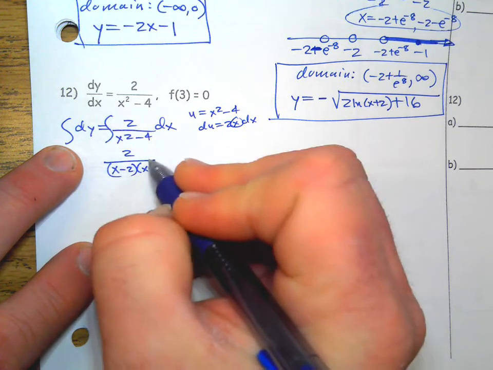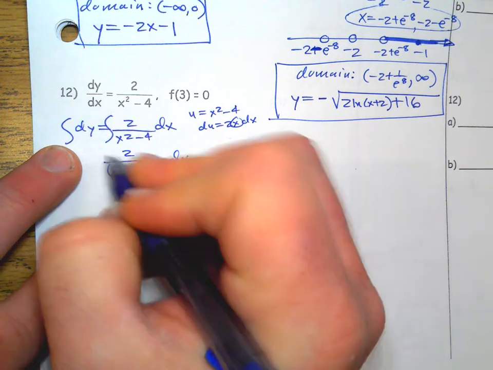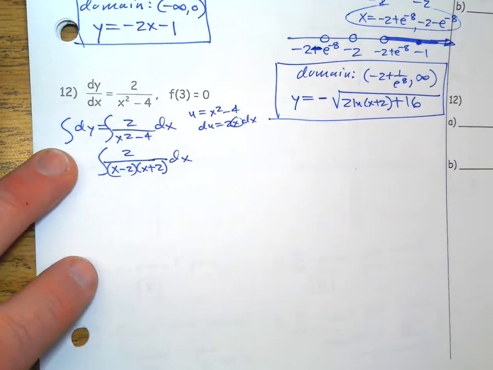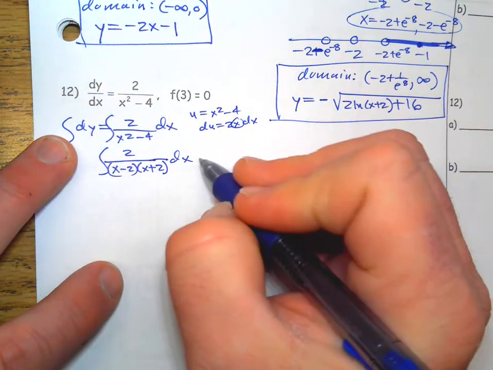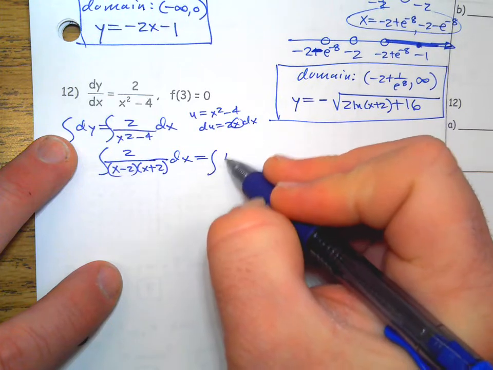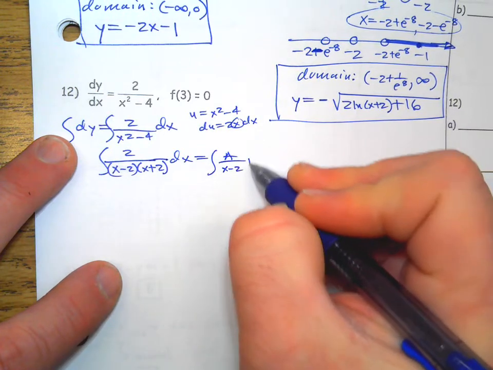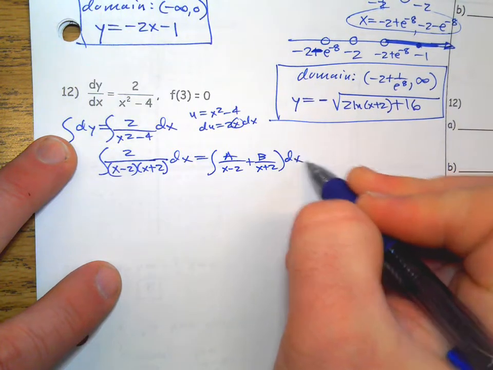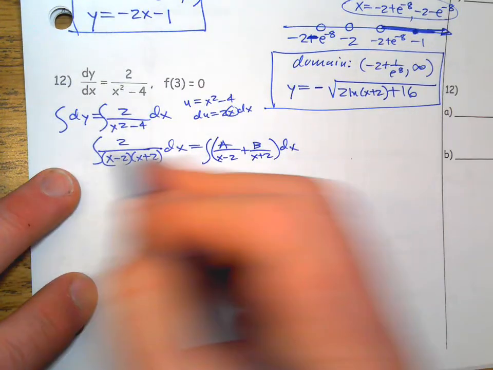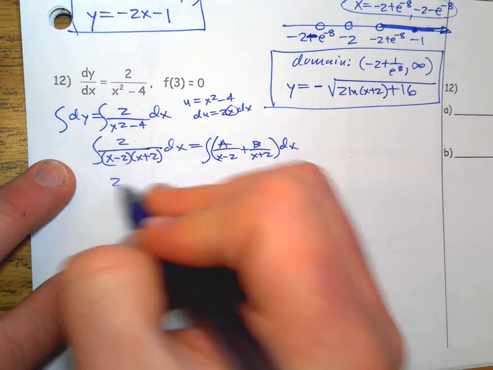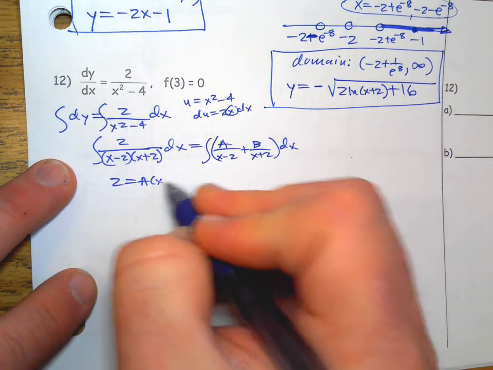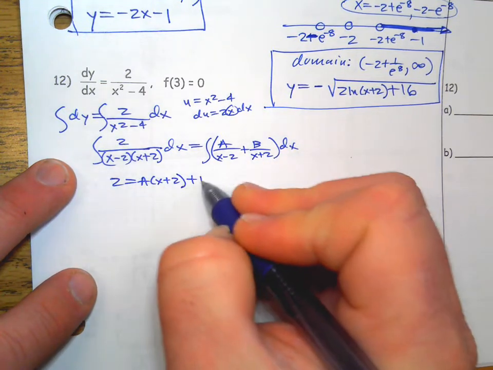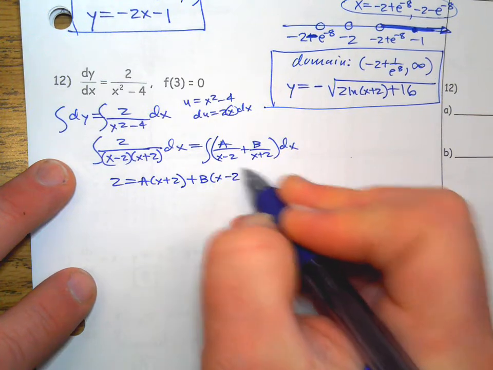And partial fractions is an algebra technique that allows you to split this up. So we say, okay, well, that's going to be A over x minus 2 plus B over x plus 2. And we use the Heaviside approach, where we multiply through by the least common denominator. We get 2 equals A(x plus 2) plus B(x minus 2).